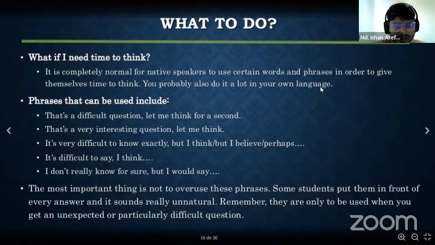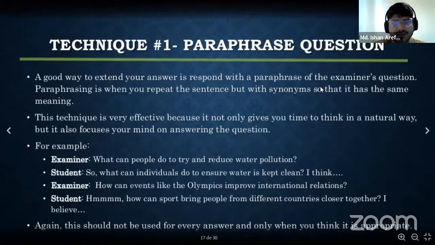Let's go to the next slide. So technique one of answering the question or extending your answer is to paraphrase the question itself. Maybe the examiner has asked you a question and you don't have that elaborate an answer. You have to broaden your answer. So the first thing to do is to paraphrase the question itself.